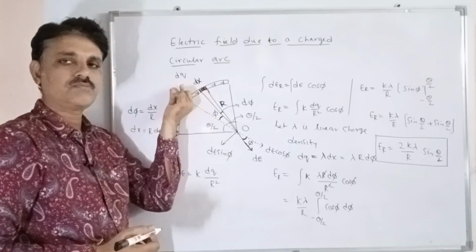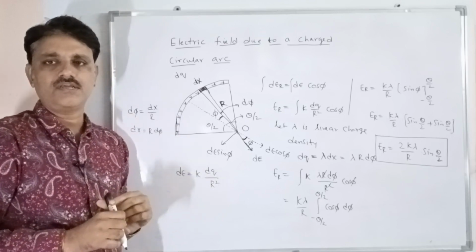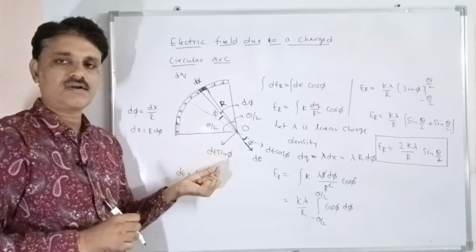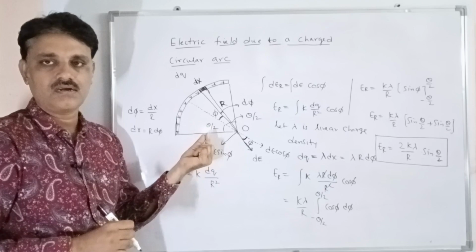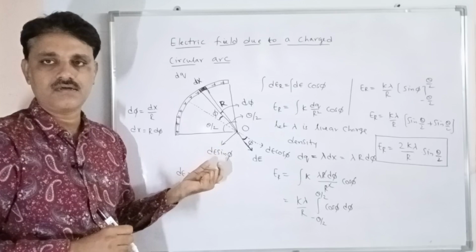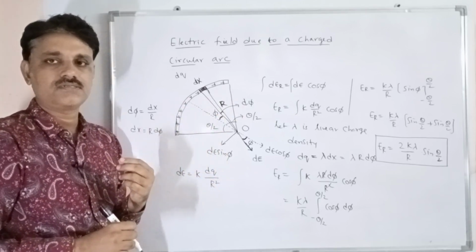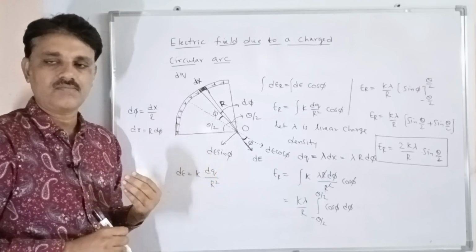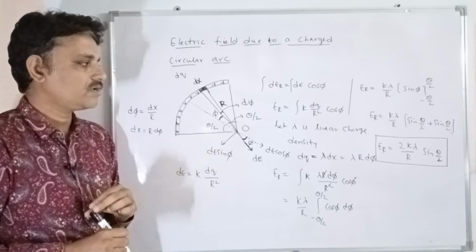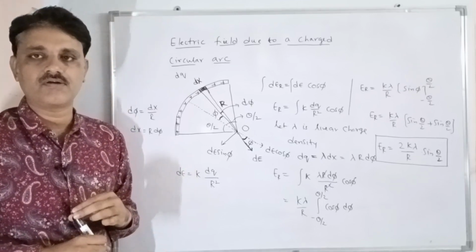Then dq is the small elemental charge. Lambda is the linear charge density, so dq is equal to lambda into dx. Initially we calculate the small electric field with respect to the small element dx. It is dE cos phi. The dE sin phi components are cancelled due to the symmetry, and finally the dE cos phi components are integrated with respect to the limits minus theta by 2 to theta by 2. Finally we get the result: ER is equal to 2k lambda by r into sin theta by 2.